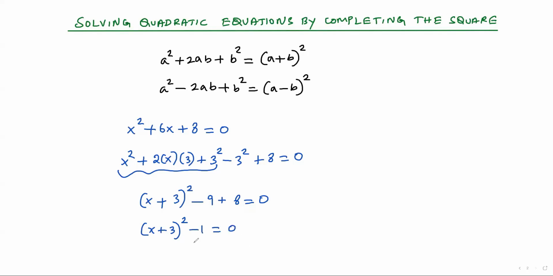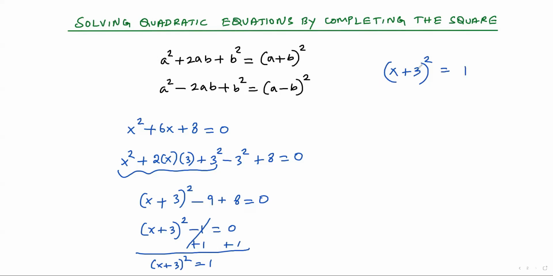Now I'm adding 1 to both sides to get rid of the negative 1 over here. When I add 1 to both sides, negative 1 and positive 1 cancel out. I get (x + 3) the whole square equals 1.